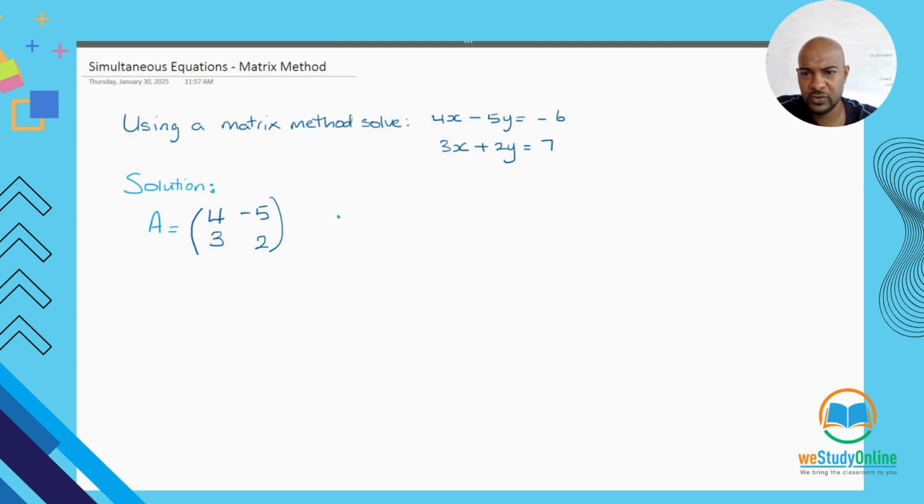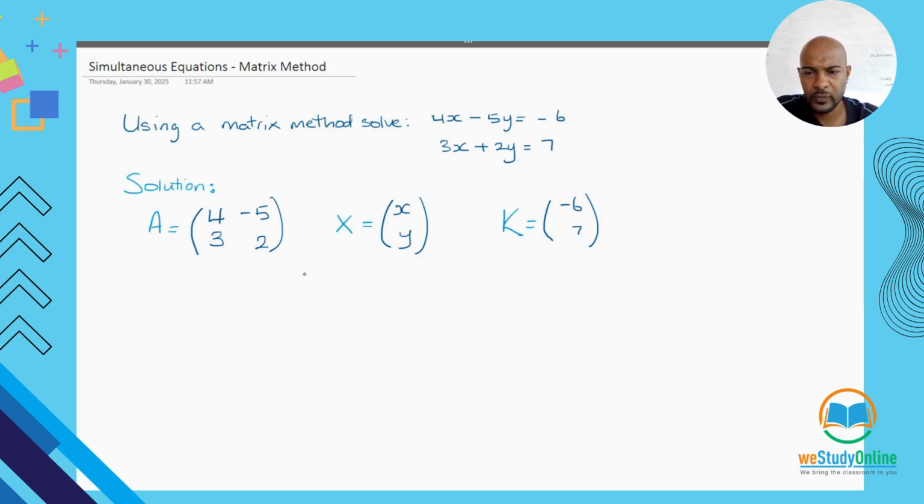The other matrix is going to be the variables, which is x and y, and then we have our, let's call this one here k. These are the solutions, not the solutions, but the answers on the right hand side of the equal sign. So these are the three matrices.